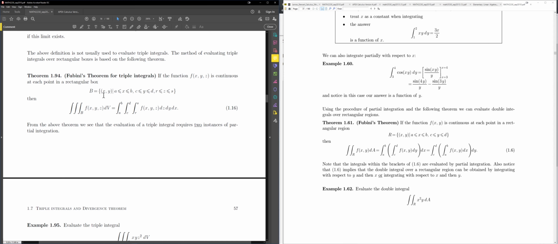So the method that I just used to work out my triple integral over the solid cube was Fubini's theorem for triple integrals, right? If I have a solid rectangular box, which means that x lies between constants a and b, y lies between constants c and d, and z lies between constants r and s, right?